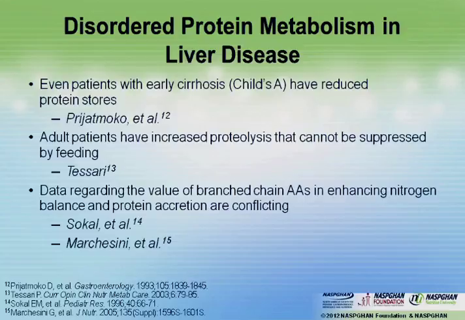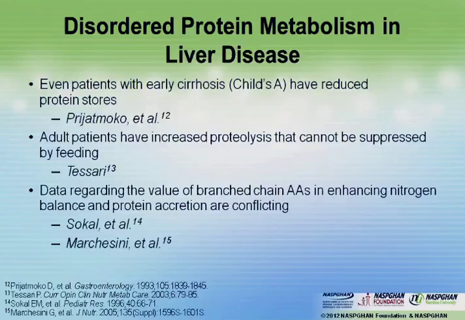Protein metabolism is affected as well. Protein stores in adults have been shown to be depleted. You really know that these patients have decreased somatic protein stores when you look at their mid-arm circumference. Adult patients have increased proteolysis in addition, and you can't suppress it by feeding.